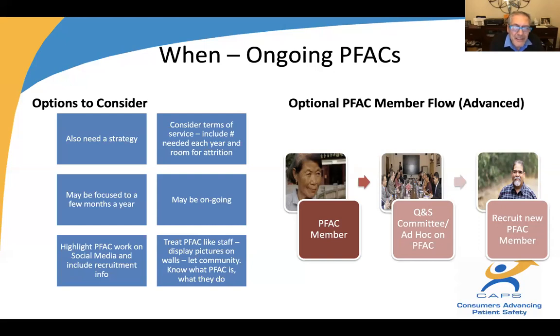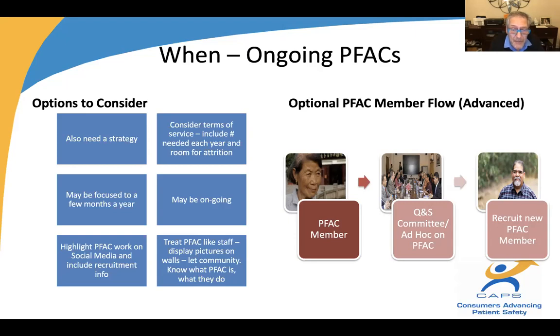Need to consider terms of service. So for example, if you have 2 years that they're serving, then you know that you've got a third rotating off each time, then you're going to need that third, but then you're also going to need room for attrition, right, Armando? That's correct. Yeah, that is correct.